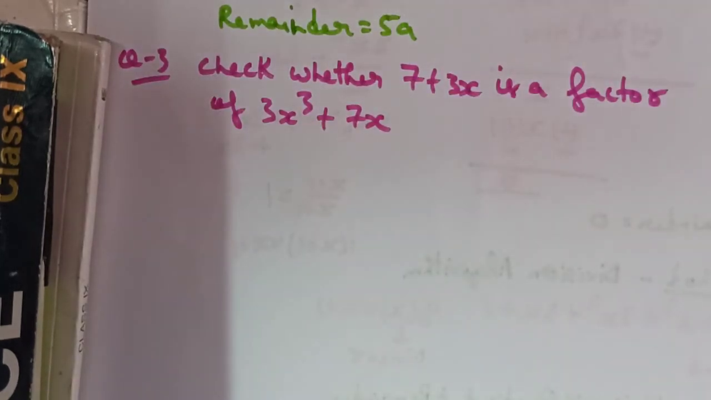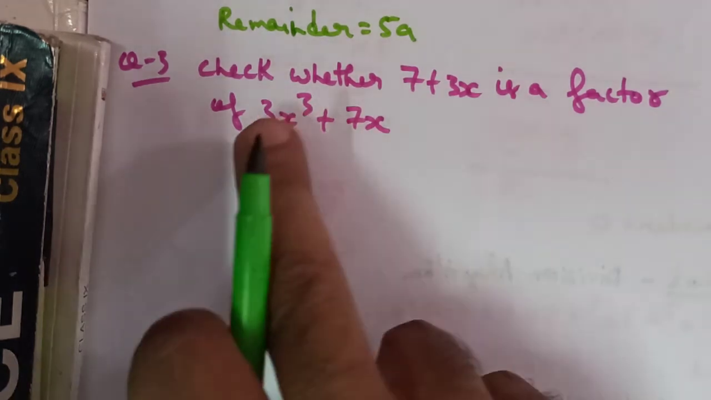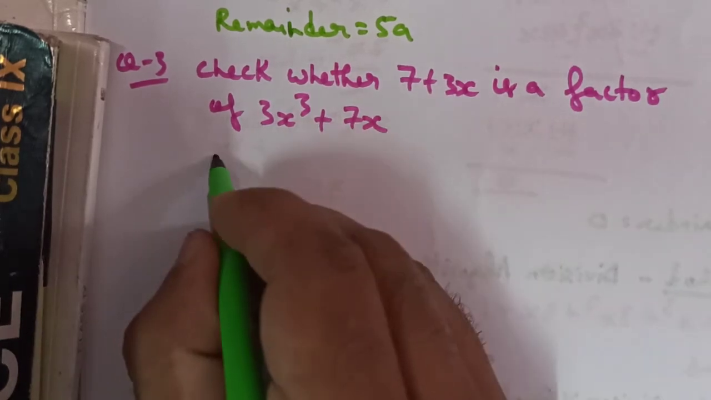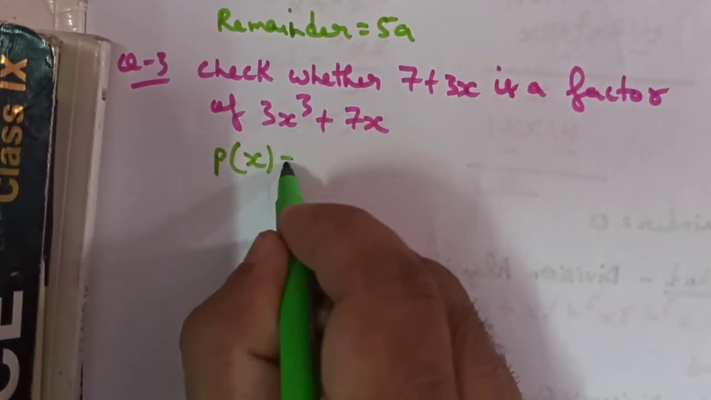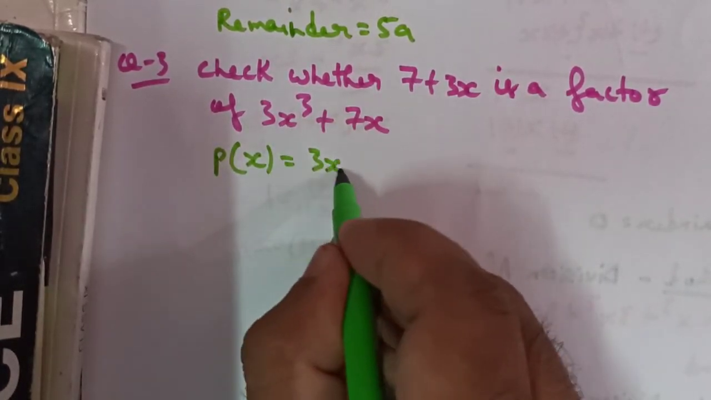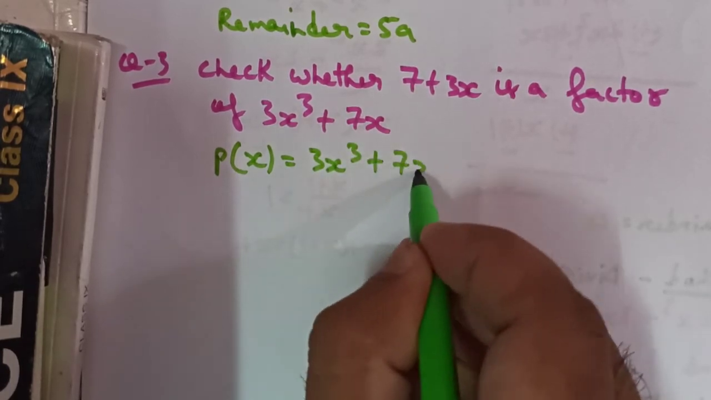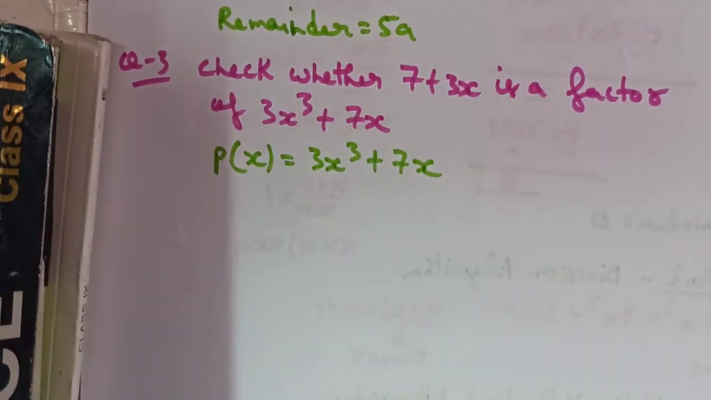Now we will move to the next question. Check whether 7 plus 3x is a factor of 3x cube plus 7x. This is basically based on the factor theorem. So according to the factor theorem, this is the polynomial p(x), or the dividend polynomial, that is 3x cube plus 7x, and the divisor polynomial is 7 plus 3x.